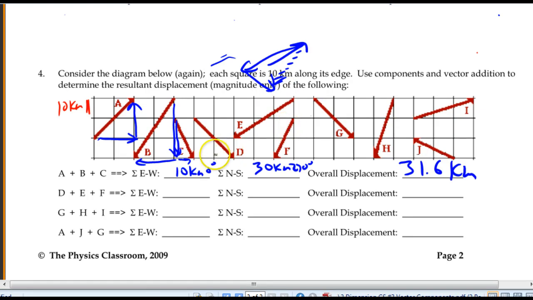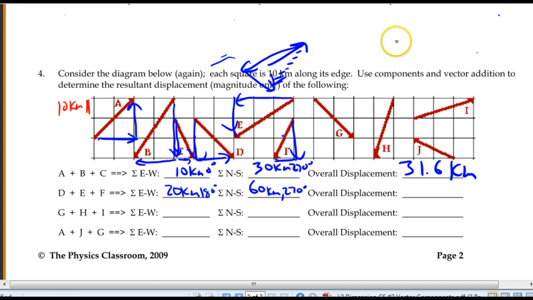If we had D, E, and F, again, east-west, we've got 20 to the east, 30 to the west. So overall, we're 10 to the west, and then 10 more to the west. So 20 kilometers at 180 degrees. North-south, we're looking at down, or south, 20 more. So now we're 40 south. And then 20 more, so we're 60 kilometers at 270.